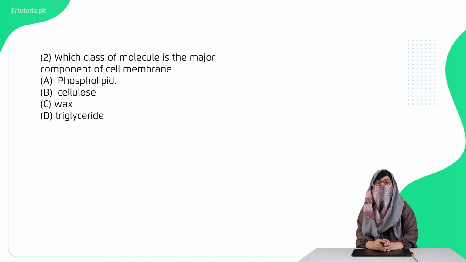Which class of the molecule is the major component of the cell membrane? Option A phospholipid, option B cellulose, option C wax, option D triglycerides. The right option है option A phospholipids.